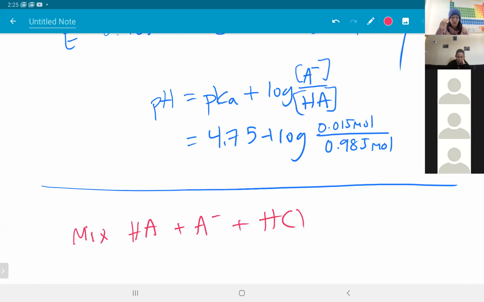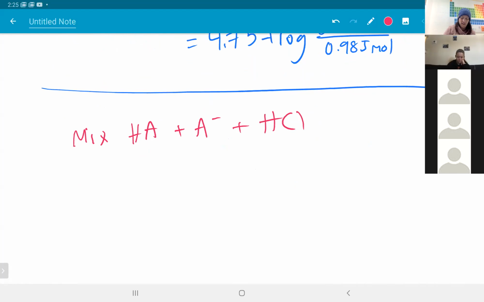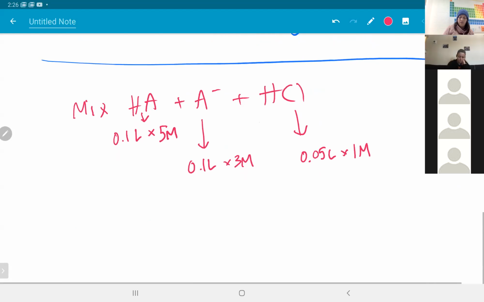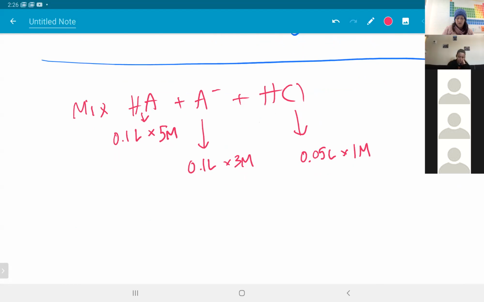Okay. So for example, let's say, and I'm trying to make this just easy, I have 1 liter of 5 molar HA. I've got 0.1 liters of 3 molar A minus, and I'm adding 50 milliliters of 1 molar hydrochloric acid. We have to think about the chemistry that's going on in our flask. So these three items would be mixed in with water.